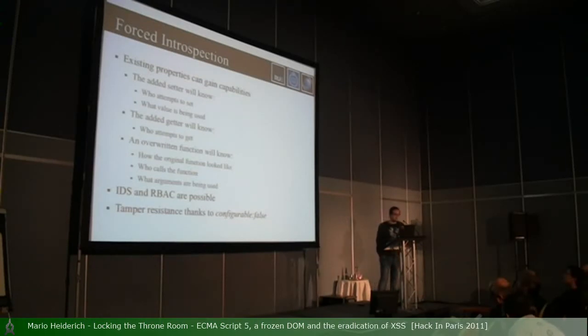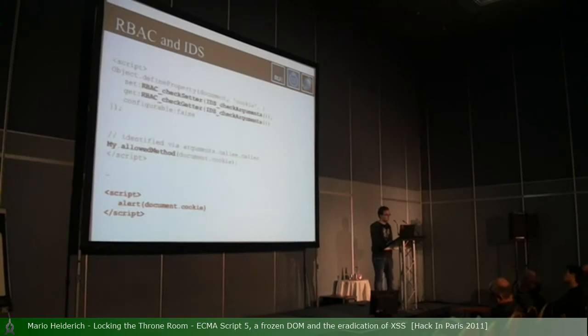And there's also a kind of forced introspection we're applying here. We can take existing properties and we can just give them more capabilities of controlling themselves, of knowing who is attempting to set or to get them or to even execute them. We can tell a function which other function is allowed to call that function. So we just, for example, check against our arguments.callee.caller, then we know who tries to call that function. If we put that in a whitelist, there are some functions allowed to call this function or method and some others which aren't. And we can easily control the whole DOM with that. And again, we have tamper resistance thanks to configurable false.